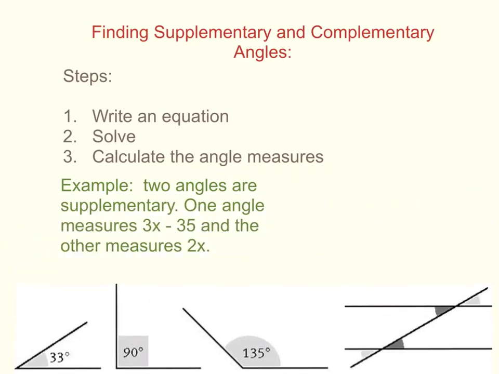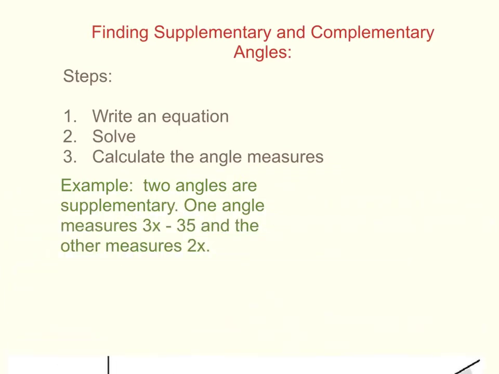Now let's try an example together. 2 angles are supplementary. One angle measures 3x minus 35, and the other measures 2x. Since the angles are supplementary, I know that the sum of the 2 angles is 180. Therefore, I can write the equation 180 equals 3x minus 35 plus 2x.